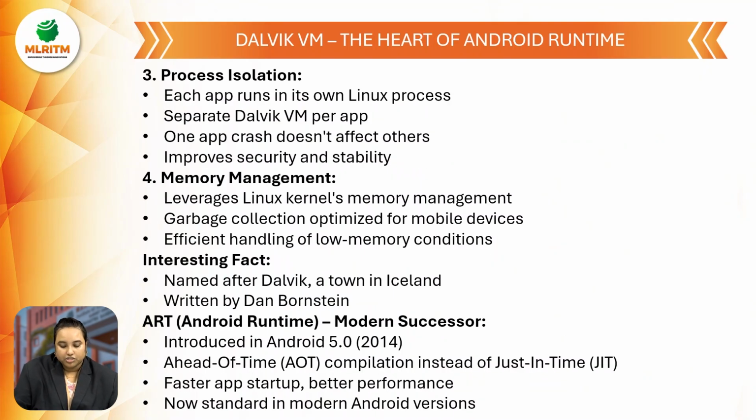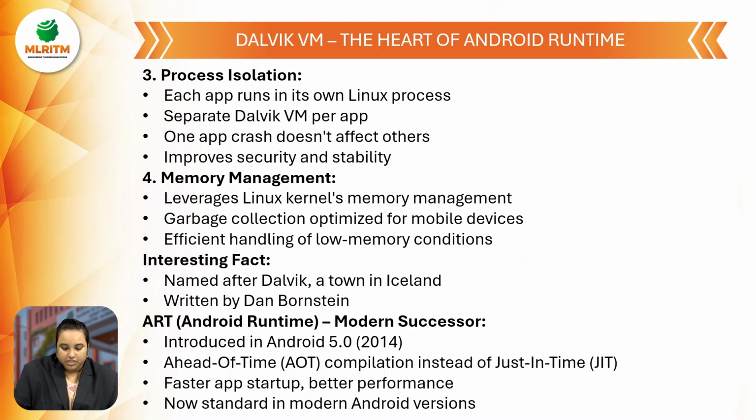Process isolation: each app runs in its own Linux process, with a separate Dalvik VM per app so it doesn't overlap with any other app. If one app crashes, it doesn't affect the others. This improves security and stability. Memory management leverages the Linux kernel's memory management, with garbage collection optimized for mobile devices, which made it efficient for handling low memory conditions.